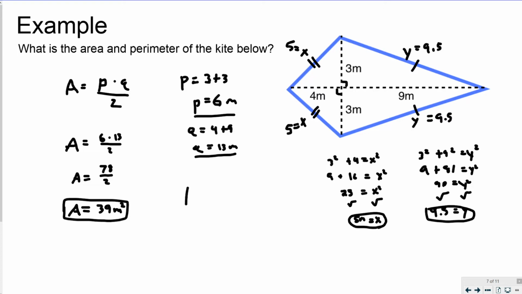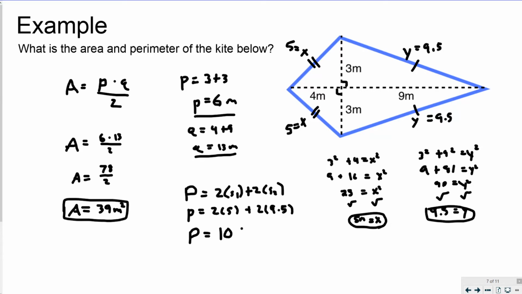So to do the perimeter formula, capital P rather than lowercase p. So actually, I'm gonna rewrite it to make it look a little more like capital. We're gonna do 2 times side 1 plus 2 times side 2. So the perimeter here is going to be 2 times 5 plus 2 times 9.5. So the perimeter, with capital P, is going to be equal to 10 plus 19. So the perimeter is going to be equal to 29 meters.